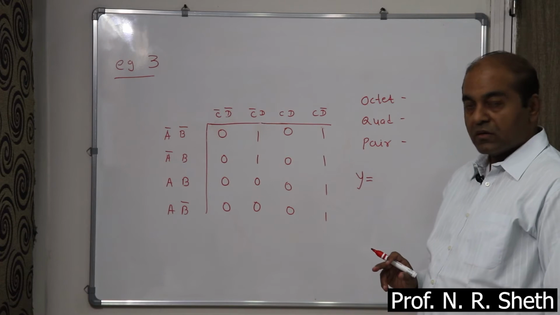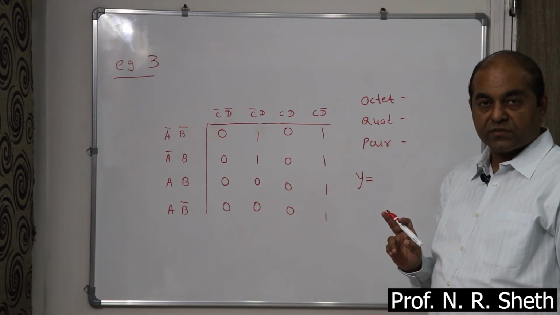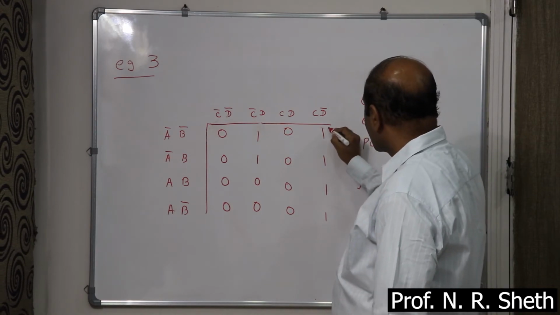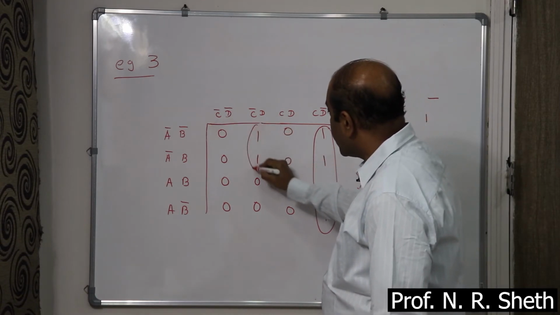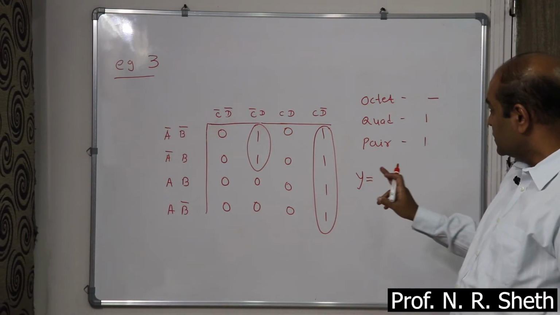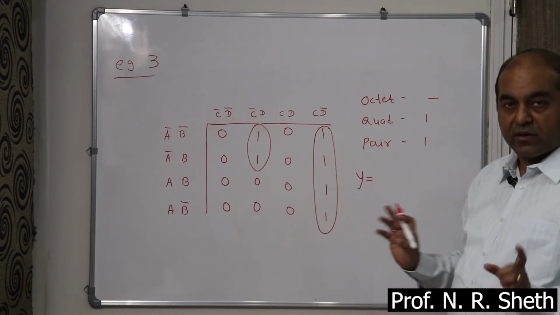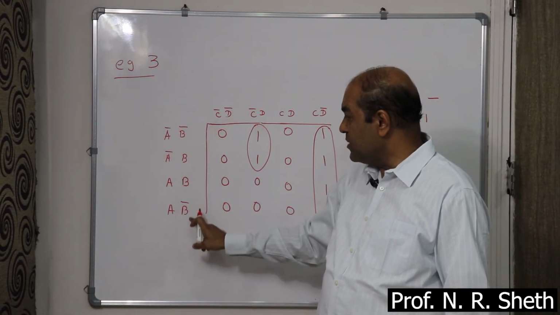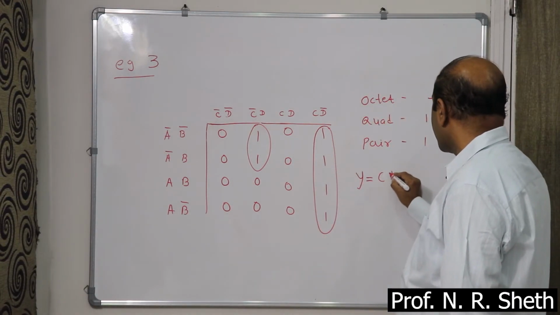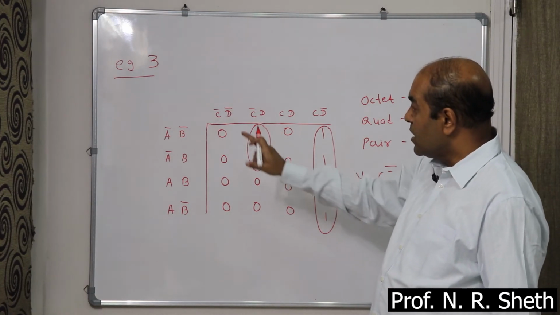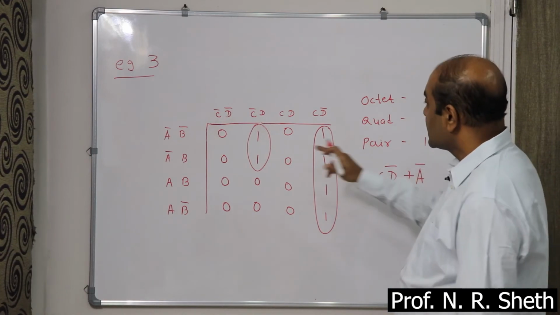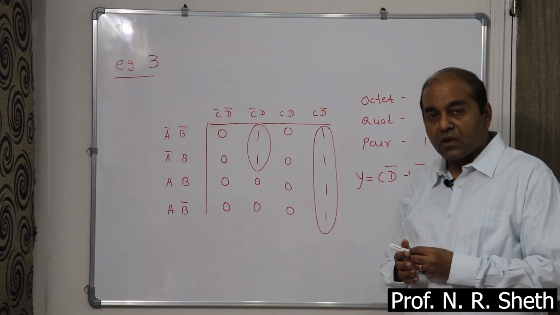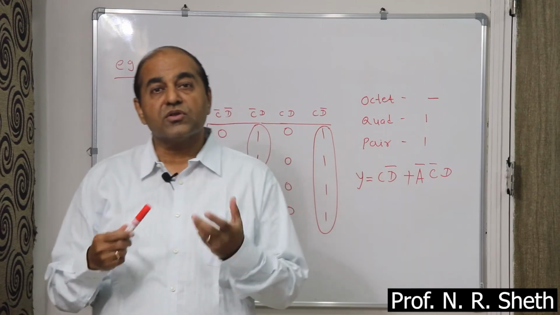Now, in this figure, we have 6 high entries, the remaining 10 zeros. So, octet is 0. Yes, first group exists here and a pair is here. So, we have one quad and a pair. And your Y equals to A bar, A bar, A, A cancel, B bar, B, B, B bar cancel, only C D bar, plus B, B bar cancel. So A bar C bar D. Okay, so normally in exam you have different combinations.